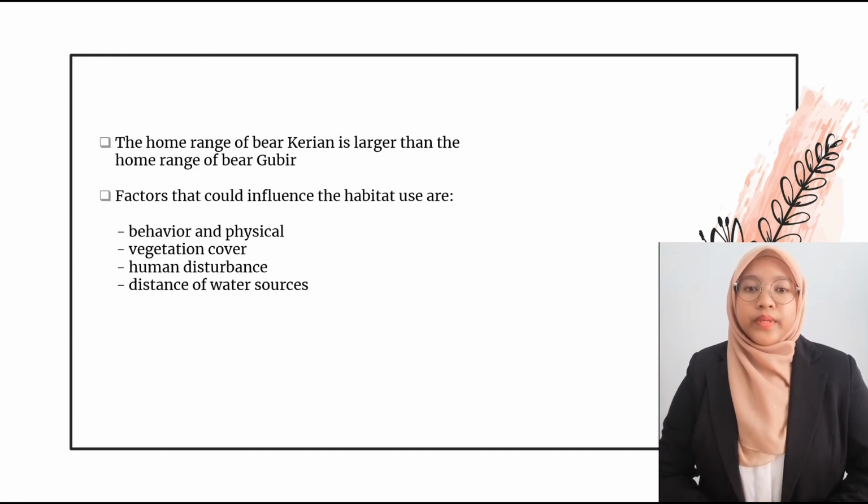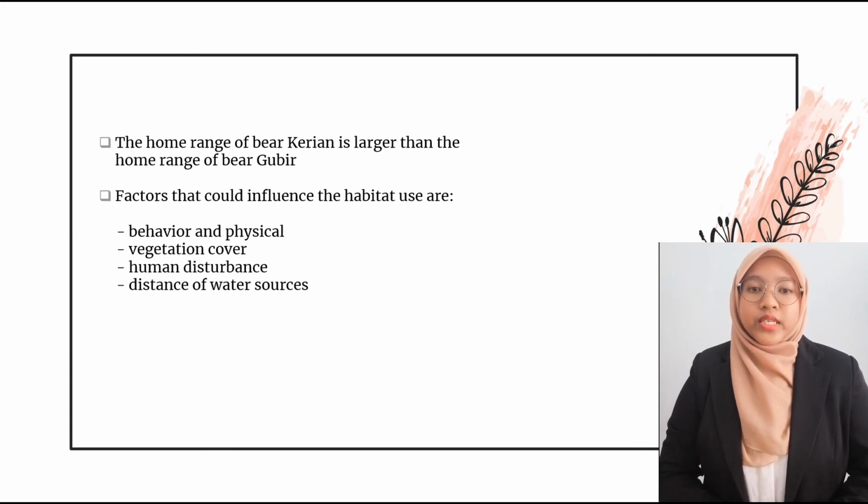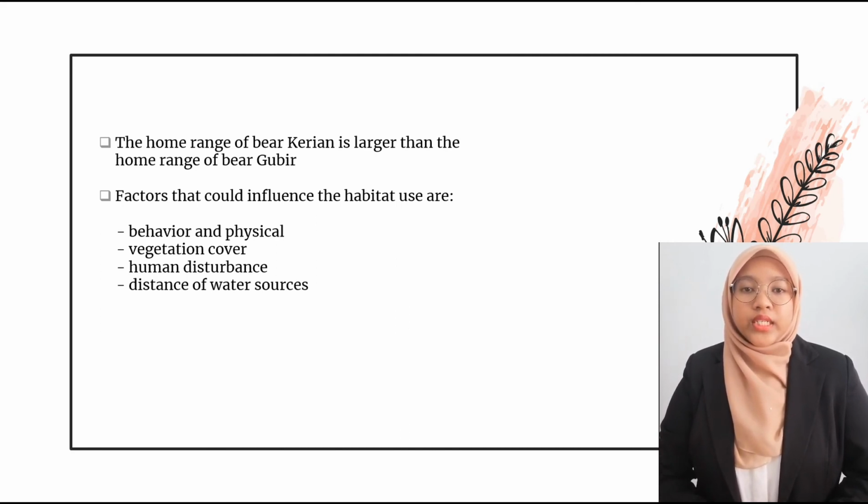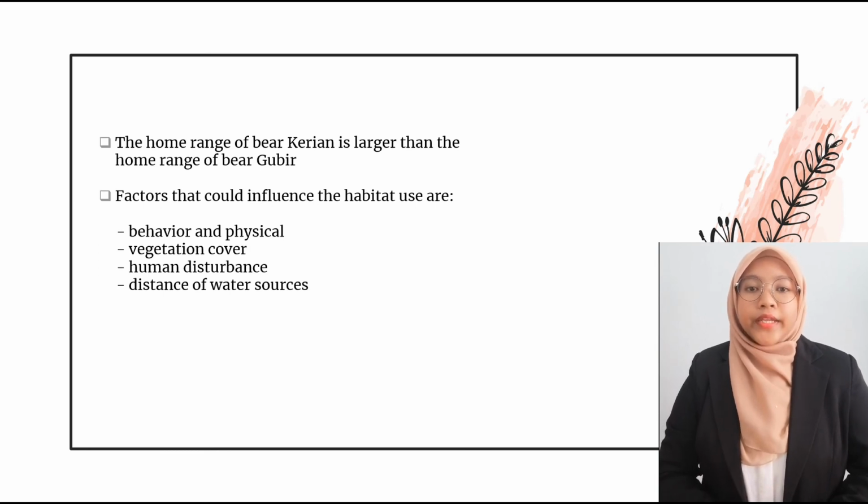As for bear Gube, it has a smaller home range due to the physical condition of the bear and age factors. The sun bear could have had a physical injury during the exploratory process, limiting the bear's movement in searching for the availability of food and water sources.